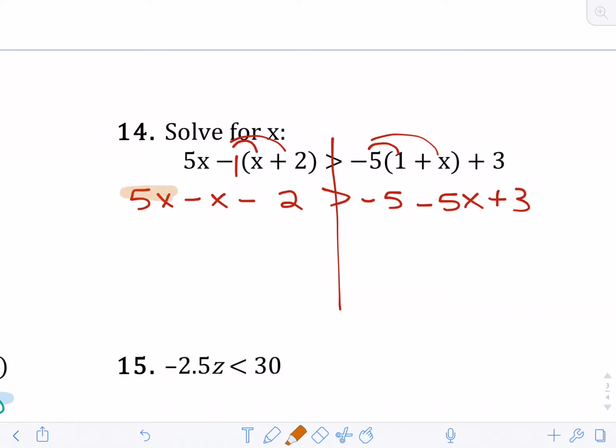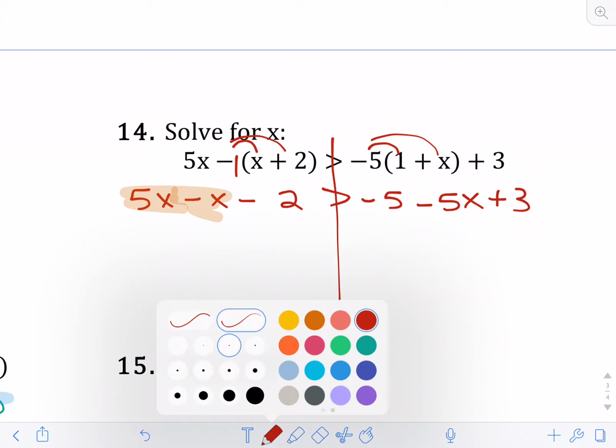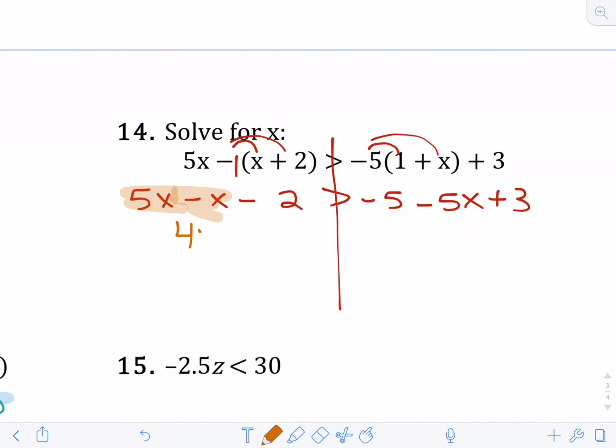On the left-hand side, I have a 5x minus x. I can combine those and get a 4x. Still have a minus 2. Greater than. On the right-hand side, what can I combine? Negative 5 and a positive 3. So I still have a negative 5x. And then when I combine those, the negatives are winning by 2 points.